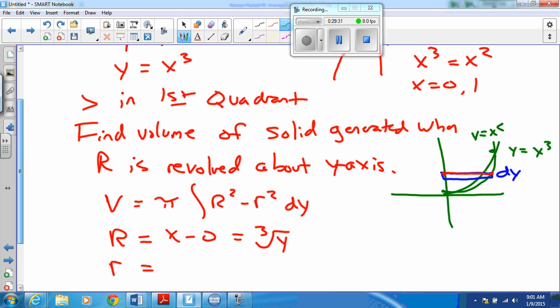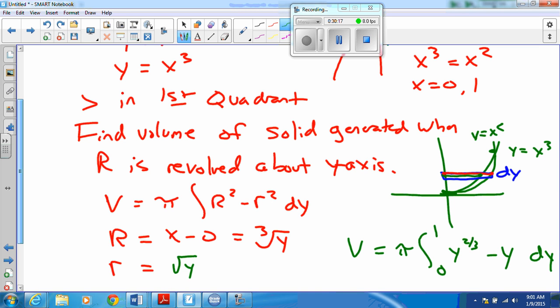But I figured I would do one in which that was not the case, because we can't always do what we like. And the inside radius is going to be, again, curve minus axis, which is, again, the x-coordinate minus 0. And this x-coordinate is the square root of y. So that when the dust settles, my volume is equal to pi times the integral from the first y, which is 0, up to the last y, which is 1, of the big radius squared, y to the 2/3, that's the cube root of y squared, minus the square root of y squared, which is y. And that's it. Whoa, math.